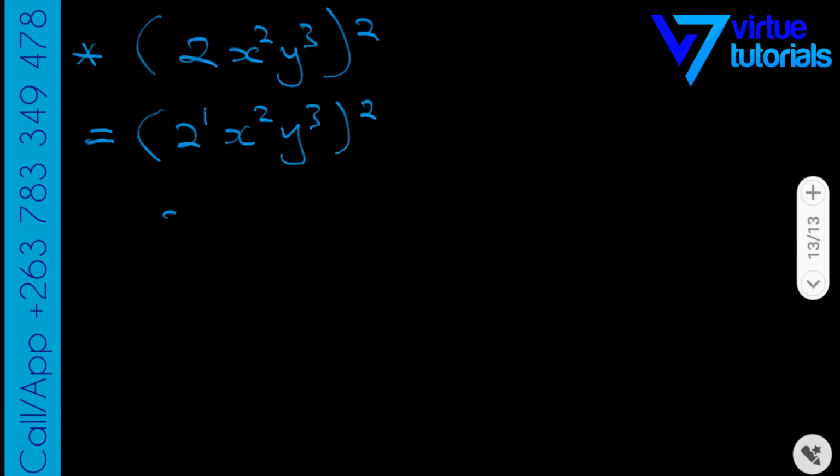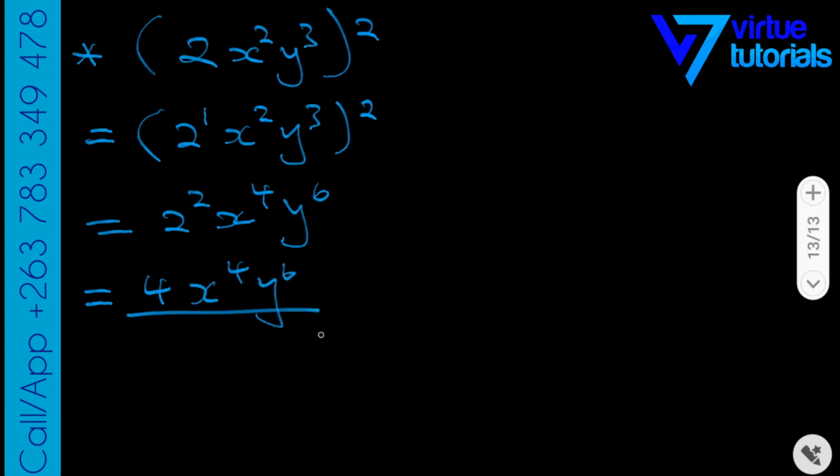1 times 2 gives you a 2 there. 2 times 2 gives you a 4 there. 3 times 2 gives you a 6 there. Then if you want, 2 to the power 2 is a 4. You have x to the power 4, y to the power 6. That's the result, right.